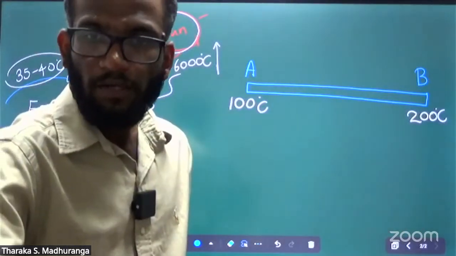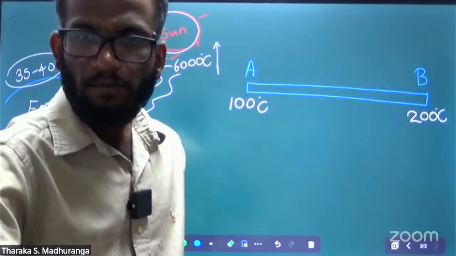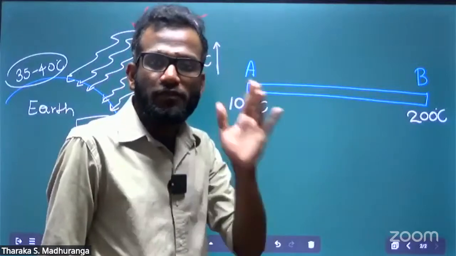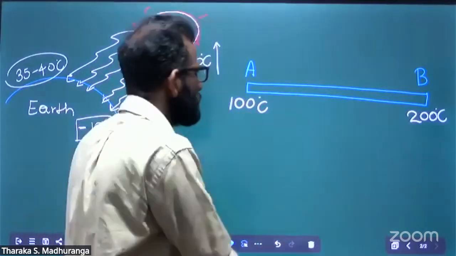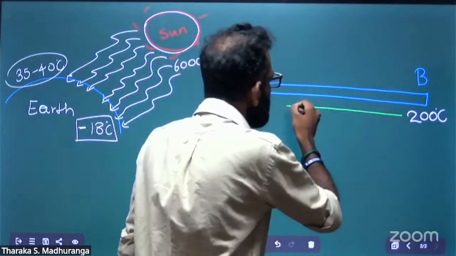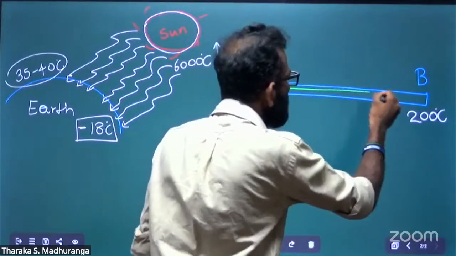Not low to high. High temperature to low temperature, Kabir. Very good, B to A. Heat is always transferred from high temperature to low temperature. Remember, high temperature to low temperature.